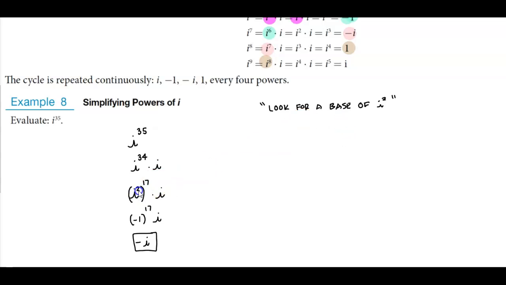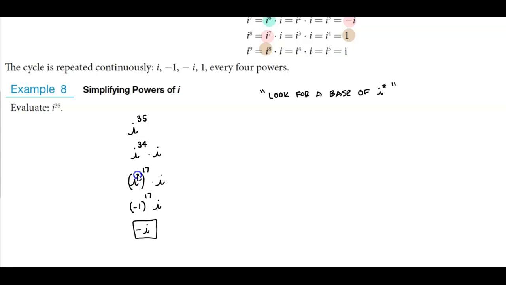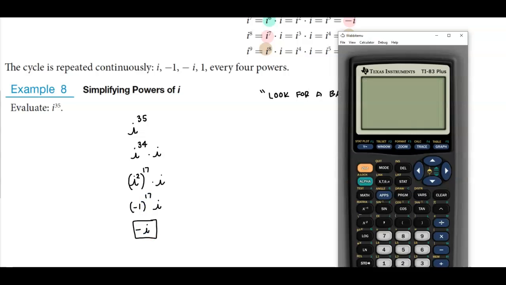I squared, meaning 2 times what is going to give you 34? Well, that's 17. So i squared to the 17th power gives you i to the 34th times i. And now i squared is the same thing as negative 1. Well, this negative 1 raised to an odd power is going to give you a negative. Let's just verify that on our calculator.